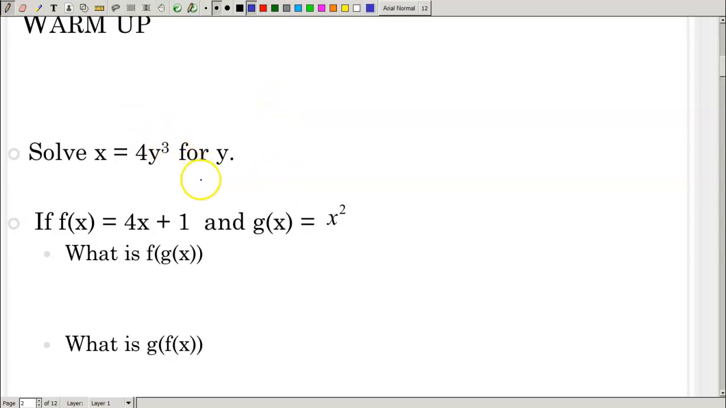All right, for this first one, it says solve x equals 4y cubed for y. So if I have x equals 4y cubed, and I'm solving for y, I'm going to divide by 4 on both sides and get x over 4 equals y cubed. And if I'm trying to get y by itself, I'm going to do the inverse operation here. Take a cube root of both sides.